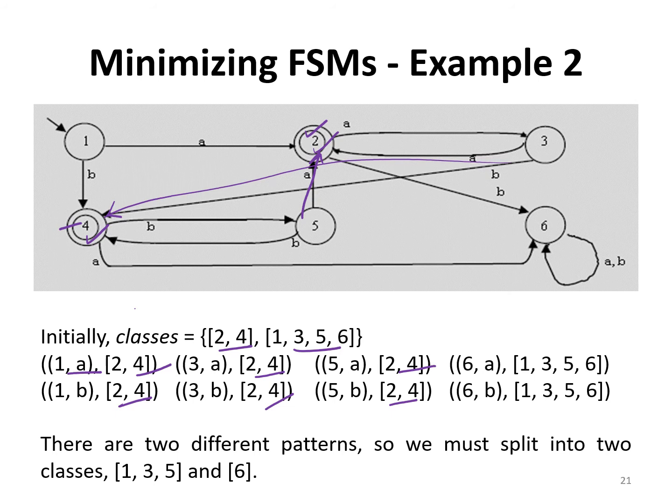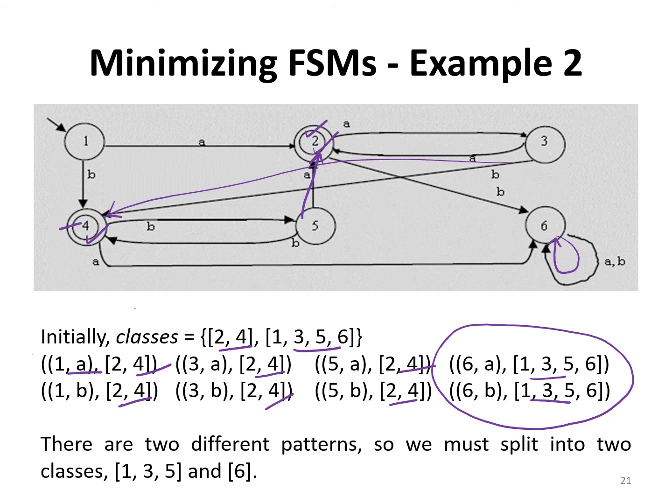6a and 6b are taking self loop to 6 itself, which is in class 1, 3, 5, 6. Now, if we see the pattern here, we'll get two different patterns. That is, 6a and 6b are going to the class 1, 3, 5, 6, which is different from the other classes.